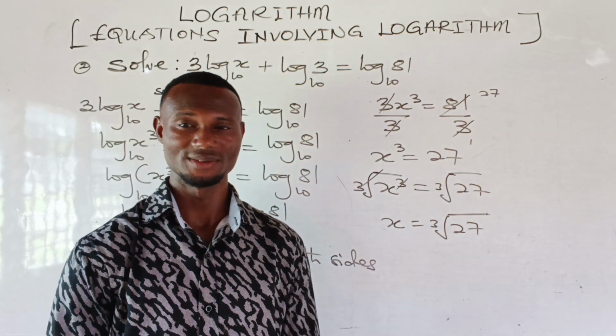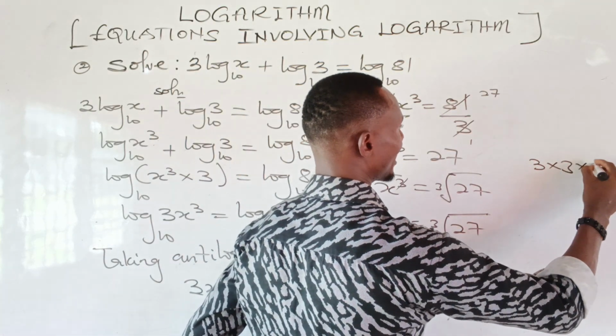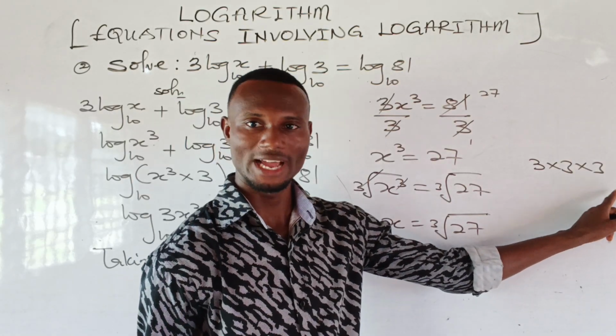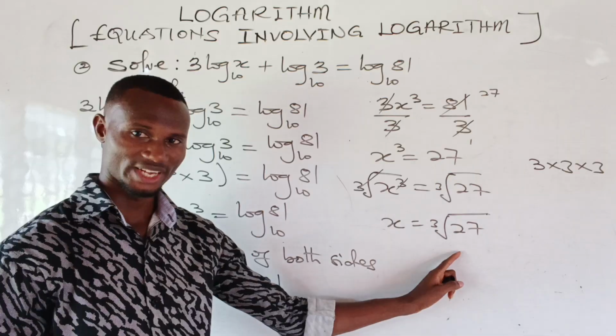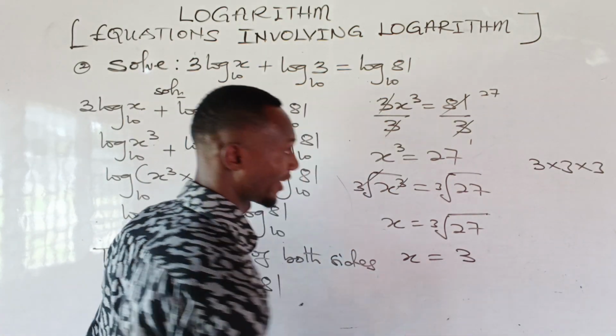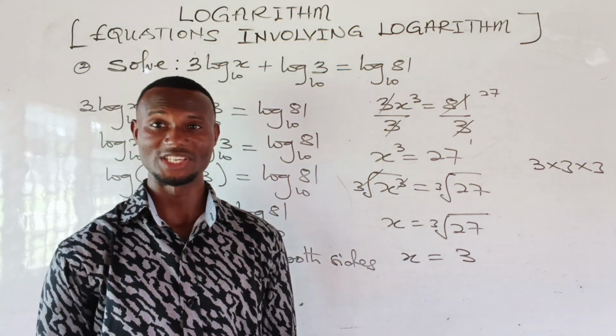I hope you agree with me, because when we have 3 times 3 times 3, let's check. 3 times 3 is 9. 9 times 3 is 27. So the cube root of 27 is 3. So I'm going to have s equals 3. As simple as that. I hope you understand and you agree with me.